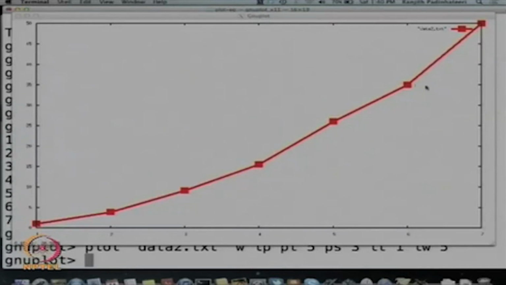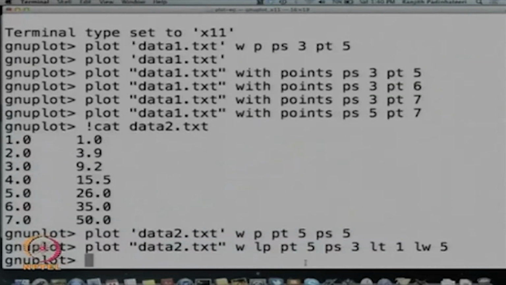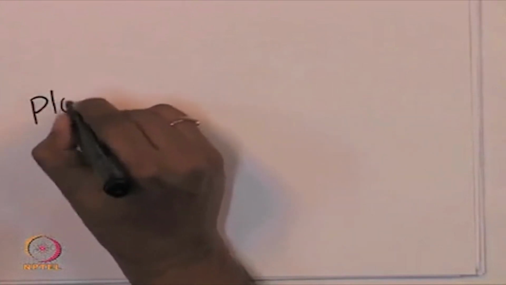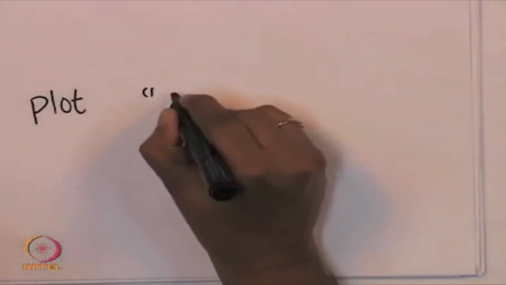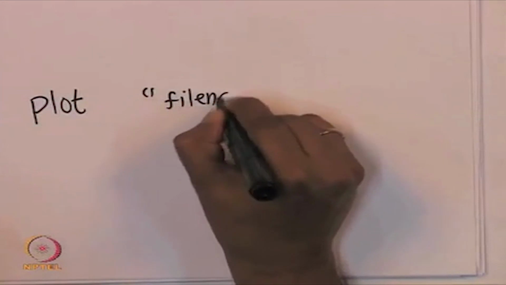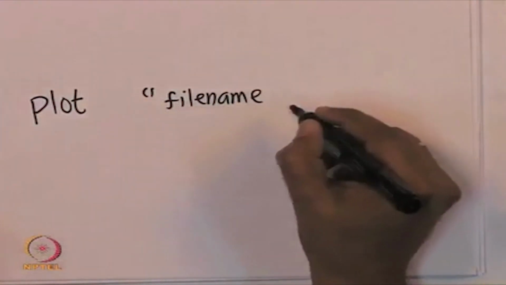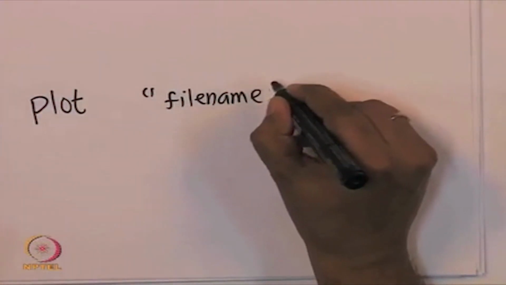So, this is the way to plot data functions, data files. Now, GNU plot also can be used to fit some function. So, let me write it here quickly. What did I do now to plot data, so that it will be useful for you. So, to plot data, you have to say plot file name, whatever the file name, it could be just simple text file.